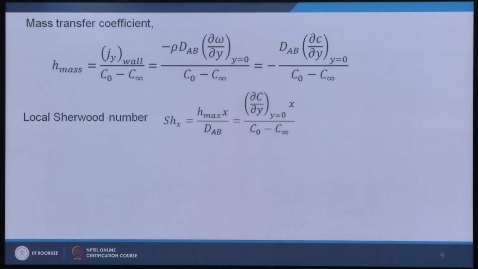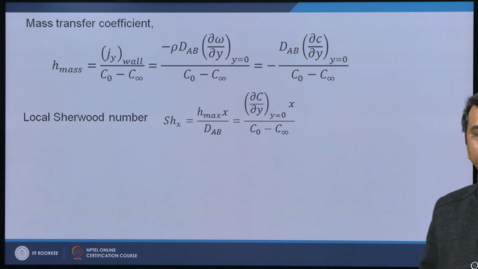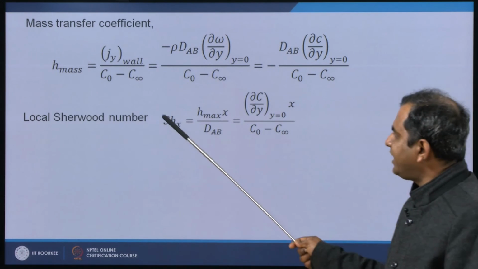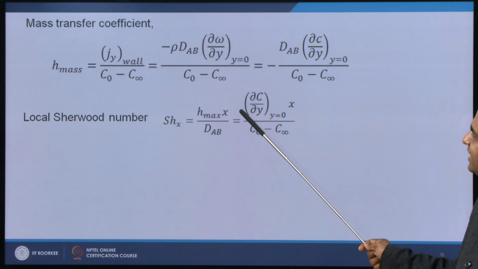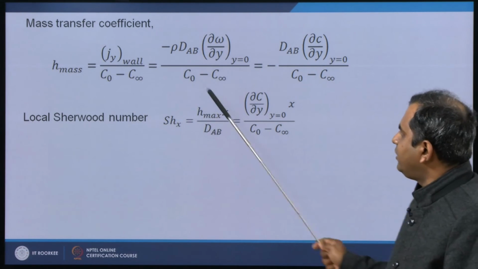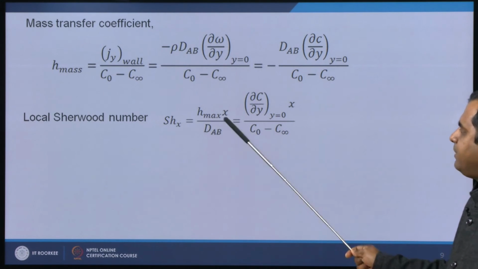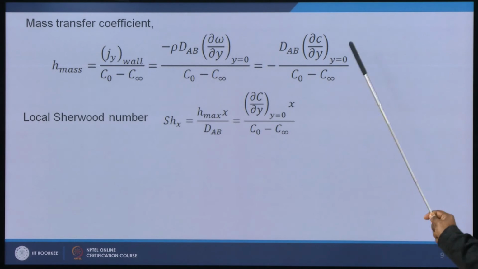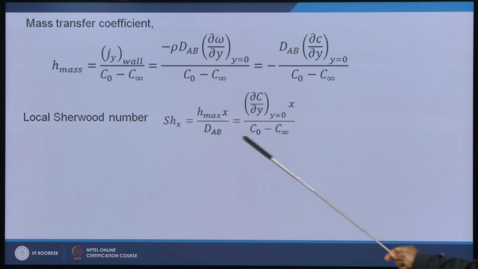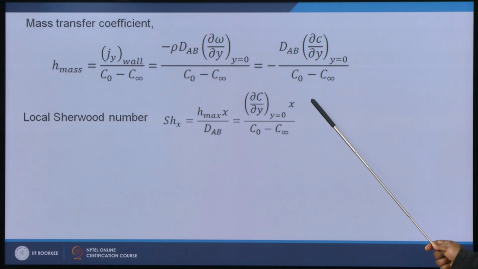Okay. Next, let us try to define local Sherwood number. This is analogous to your Nusselt number. If you try to define Nusselt number, that becomes Hx by k. Here it is nothing but H mass transfer into x by DAB. If you put this equation over here, then the Sherwood number becomes del C del y at y equals 0 into x divided by C naught minus C infinity.